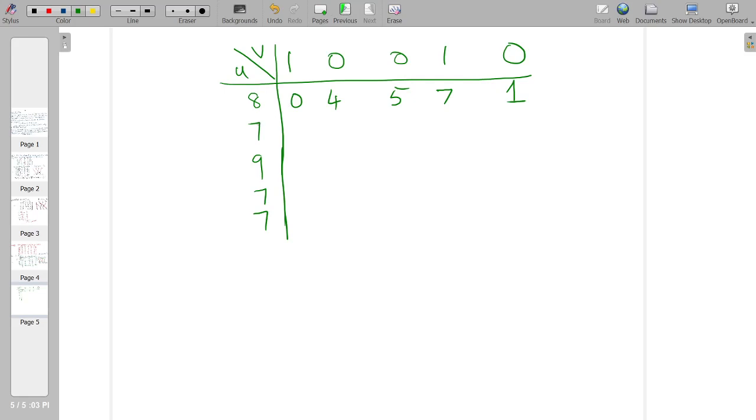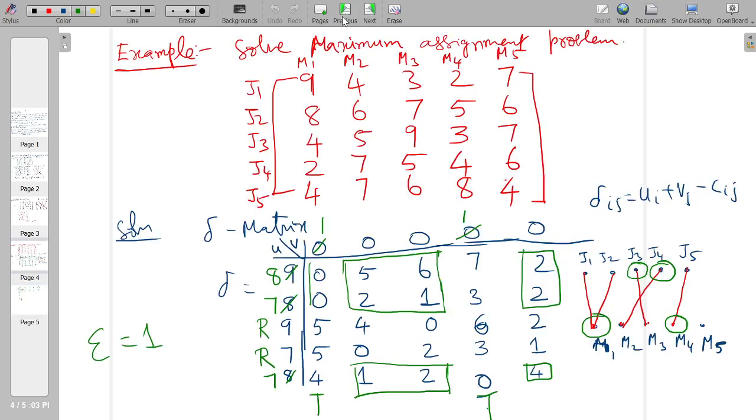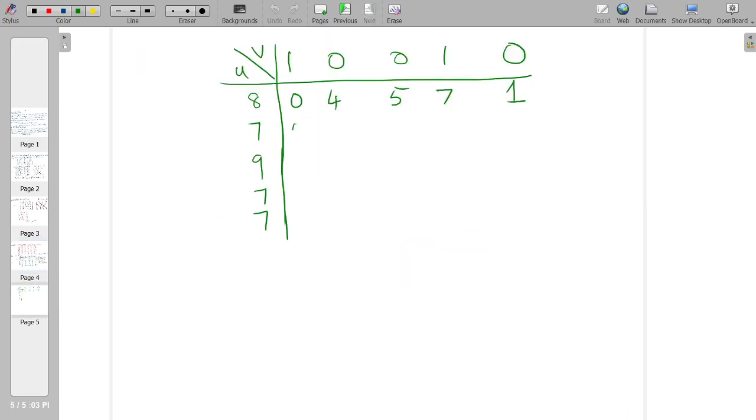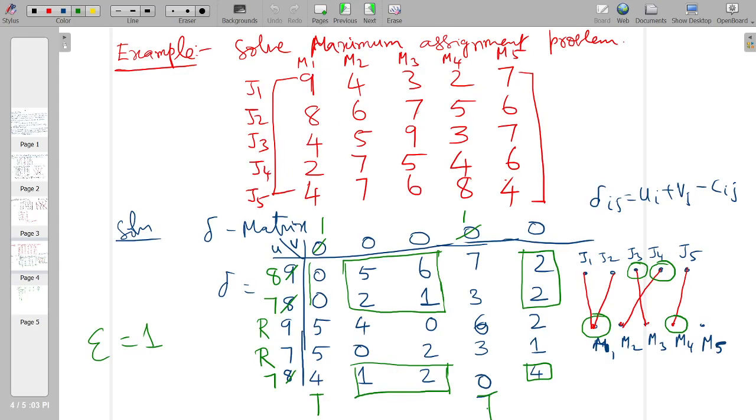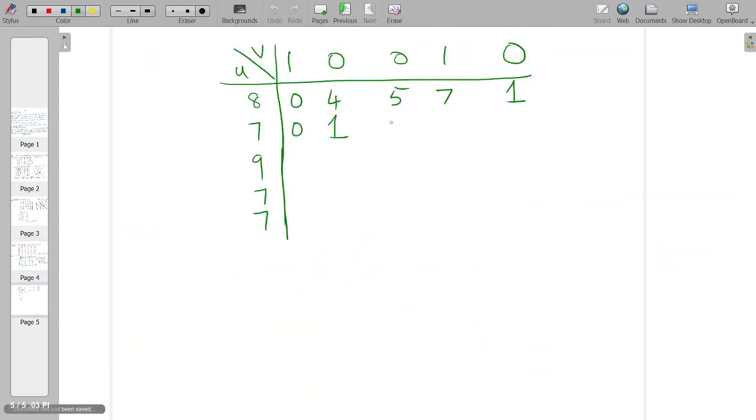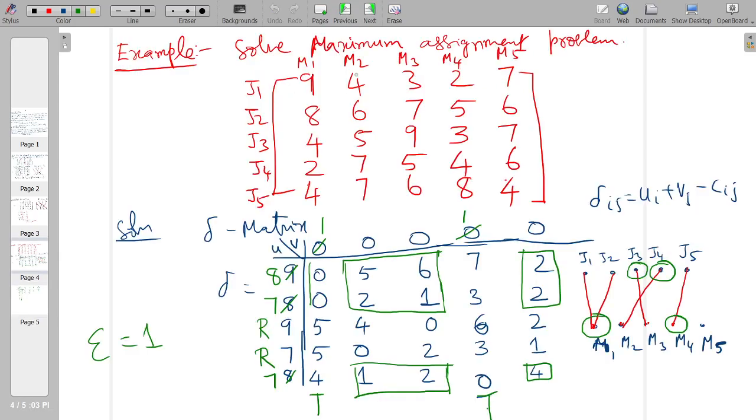What about the second row entries? 7 plus 0, 7. So 7 plus 1, 8, minus 8, 0. 7 minus 6, 1. 7 minus 7 would be 0. Next would be 5 here.